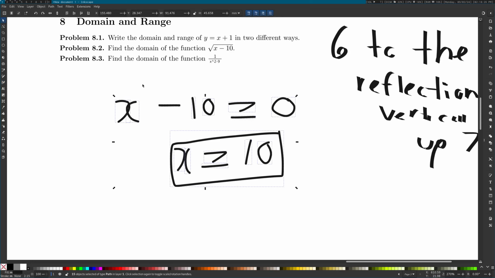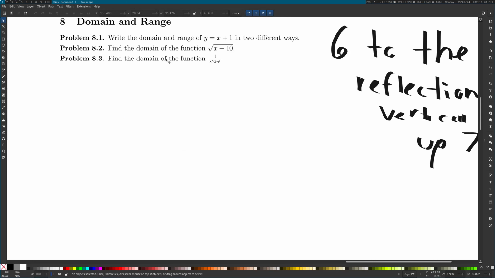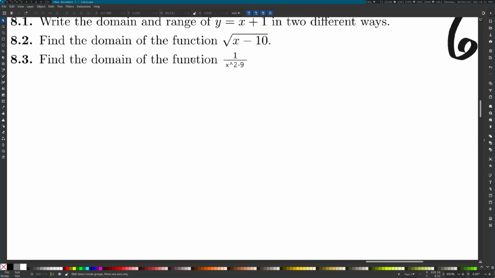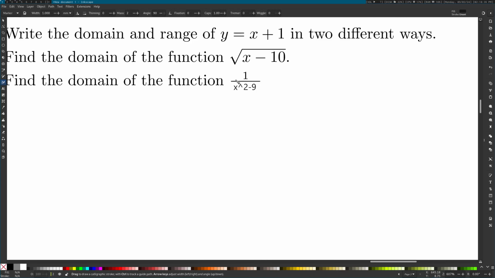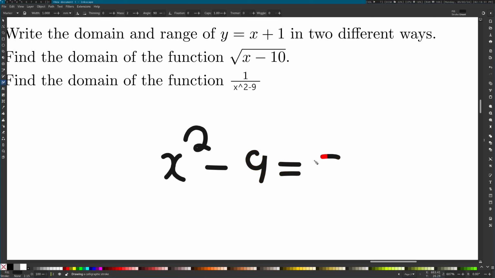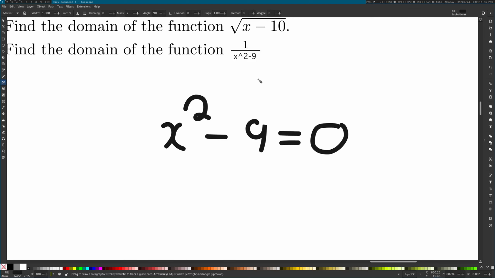Okay, now for the next one. Find the domain of the function 1 over x squared minus 9. What would make this undefined? Set x squared minus 9 to 0. x squared minus 9 equals 0. Oh no, a scary quadratic. Are we going to use the quadratic formula for this one? No. Yes. You can do yes. x squared.